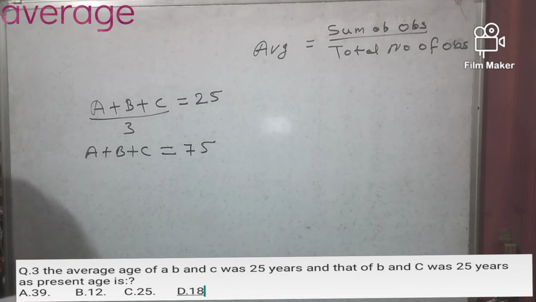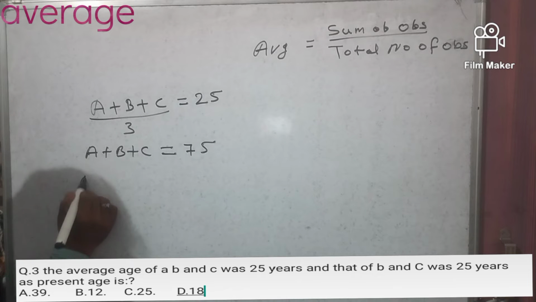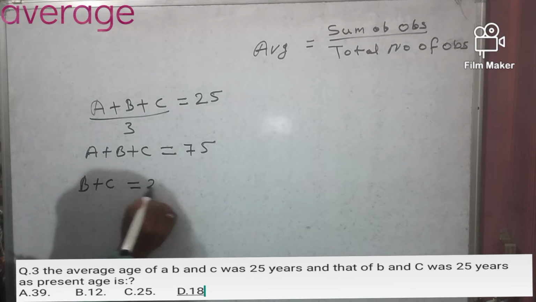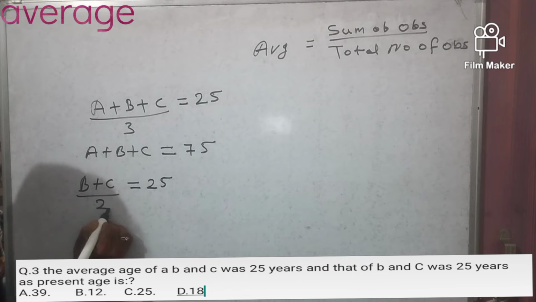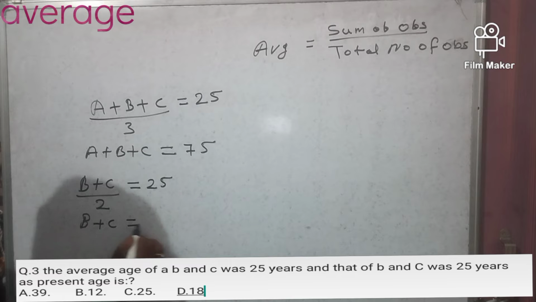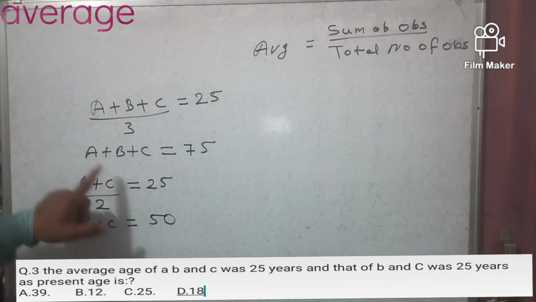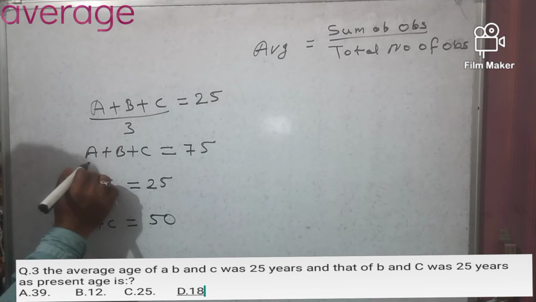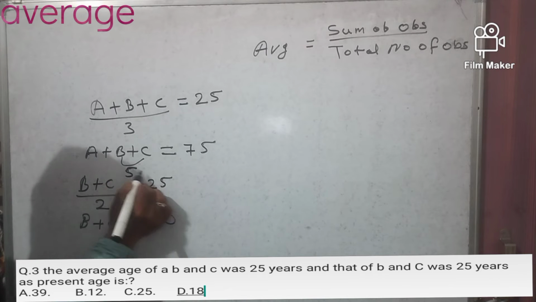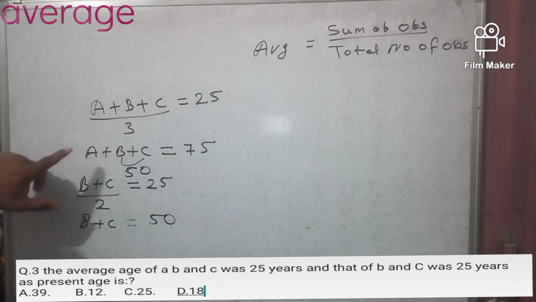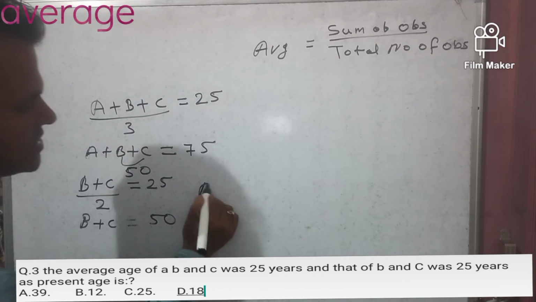75. Now in the question, the average of B and C was 25 years. B plus C average is 25, so there are 2 men. So B plus C will be 2 into 25, 50 years. Now see here. Total A, B and C is 75. So B plus C is 50 years. Our target is to find A.